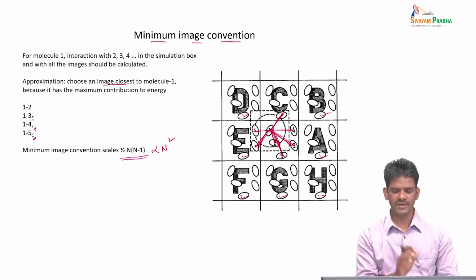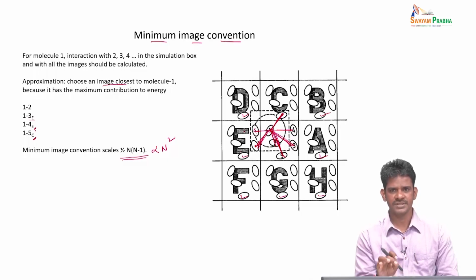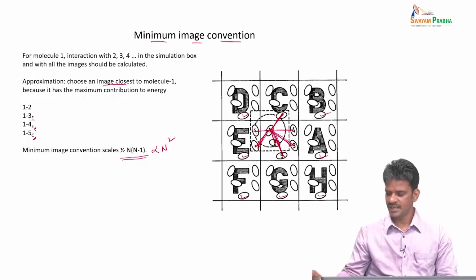So in simulations, when you calculate the interaction energy, you look at the closest image, find the distance between those images, and then use that distance for the calculation of the interaction energy. That is called the minimum image convention. This is a very important concept that is used in all simulations.